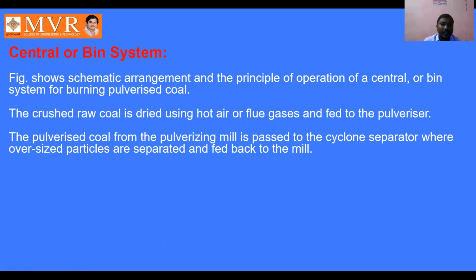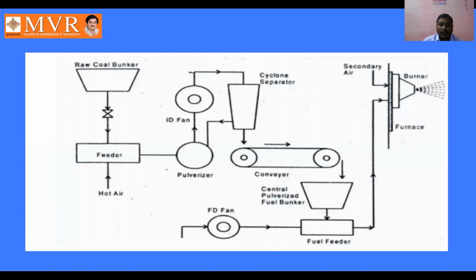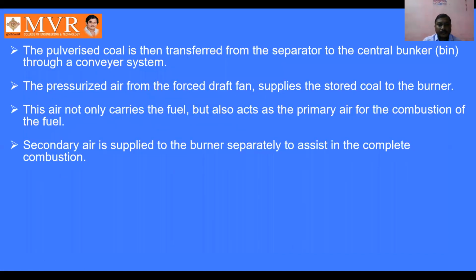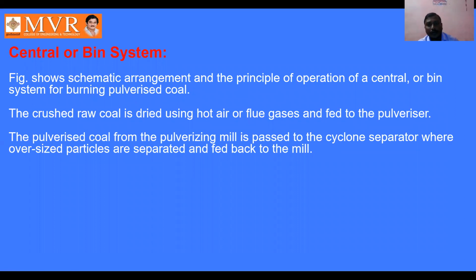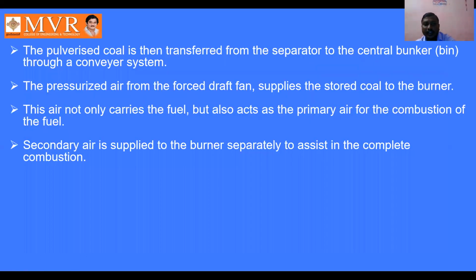That figure shows the schematic arrangement and the principal operation of the central or bin system for burning pulverized coal. The raw material which is coming from the raw coal bunker is crushed there and is dried using hot air or flue gases and fed to the pulverizer mill. The pulverized coal from the pulverizing mill is passed to the cyclone separator, where oversized particles are separated and fed back to the mill, which I have explained in the diagram itself.